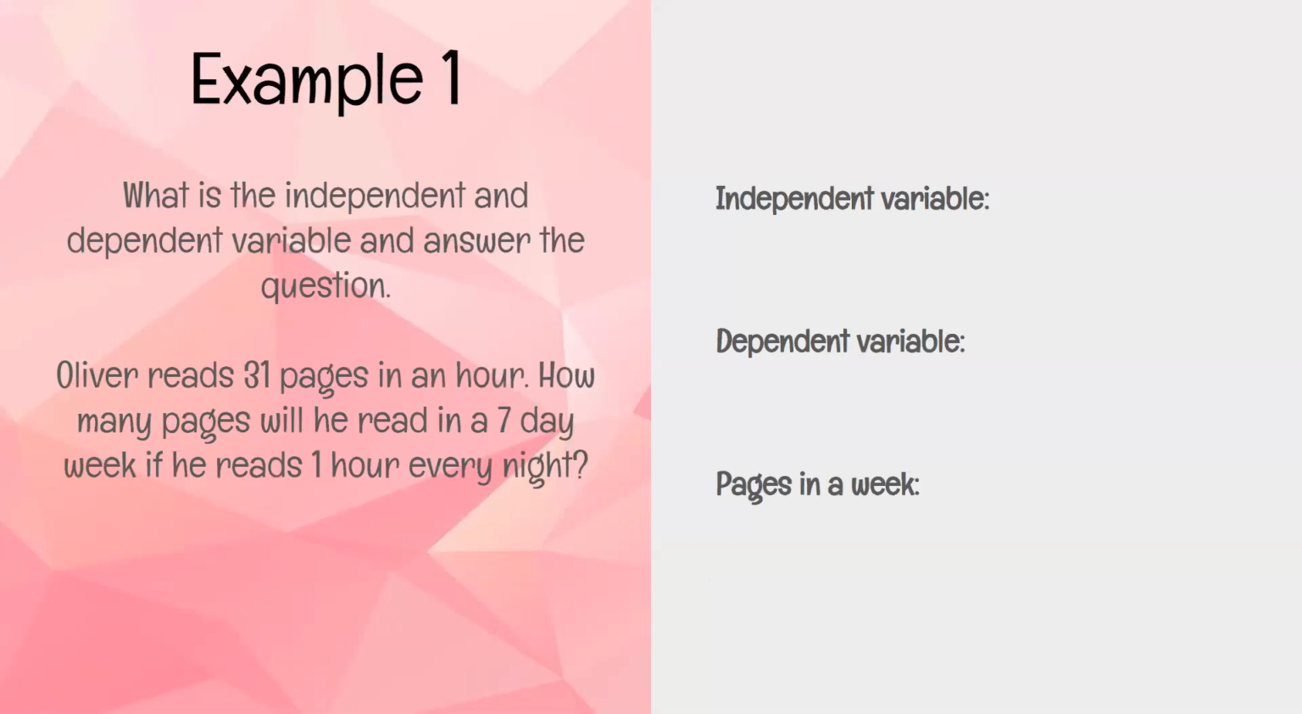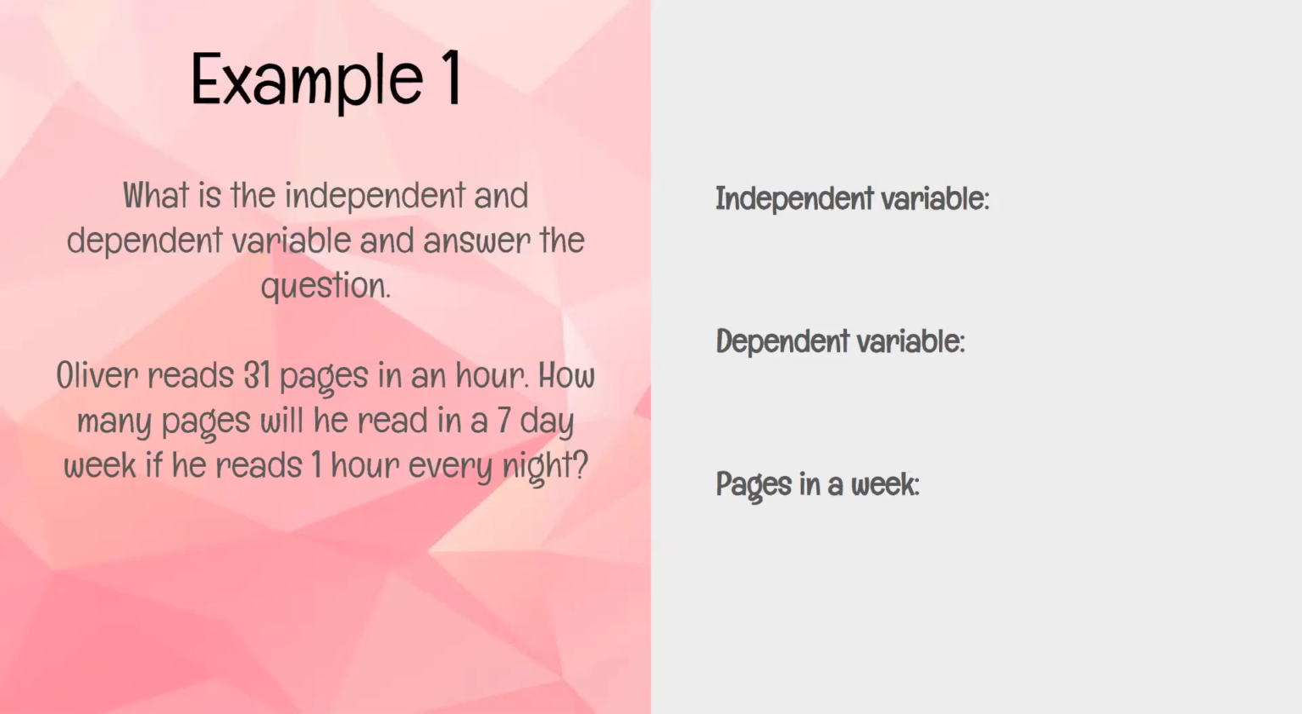So looking at this first example, again, answer independent, dependent, and then the actual question. So it says Oliver reads 31 pages in an hour. How many pages will he read in 7 days? In a 7-day week, if he reads 1 hour every night. Okay, so first of all, I need to find my independent, my dependent, and then in this case, the number of pages that he reads in a week.